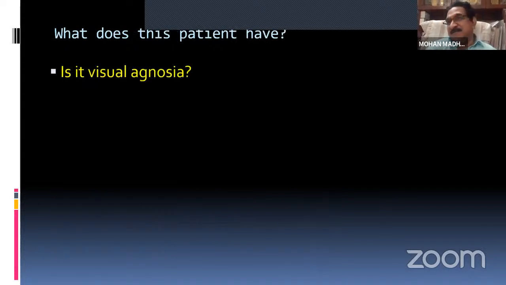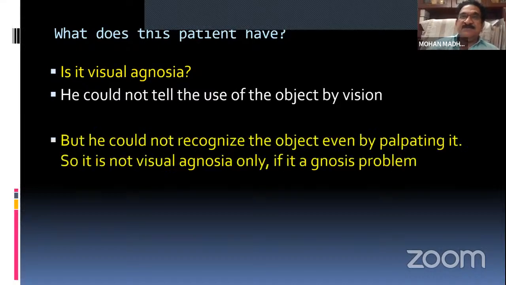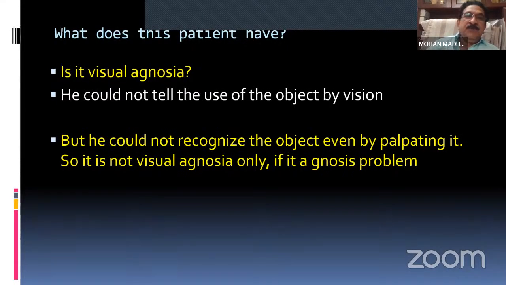Let us see this particular patient, forgetting the previous one. He could not tell the object by vision. One could naturally think it could be visual agnosia, but it is not visual agnosia, because in visual agnosia he would have been able to recognize the object by other sensory modalities like touch. He could not recognize the object even by palpating it. So it is not visual agnosia.